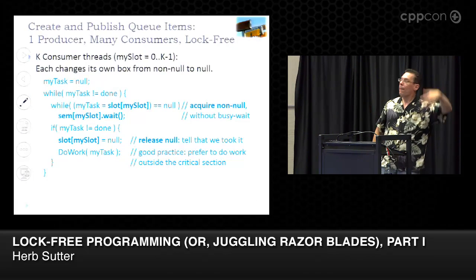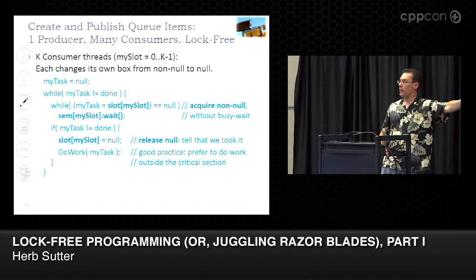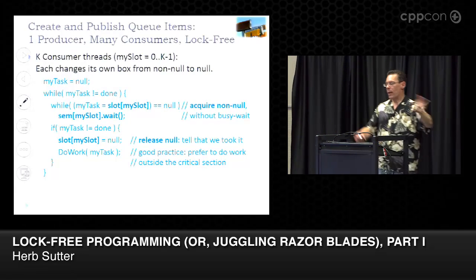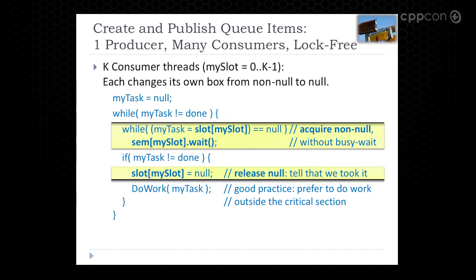Make sure it's empty. That way the producer knows that it's available to have something put in it again in a moment. And then I do my work off to the side. Now notice the critical regions here. I am acquiring non-null. That is, I'm waiting until my slot is not null. That means I own it, and I can freely read from it.